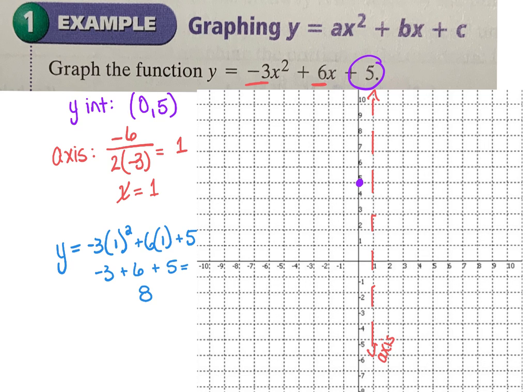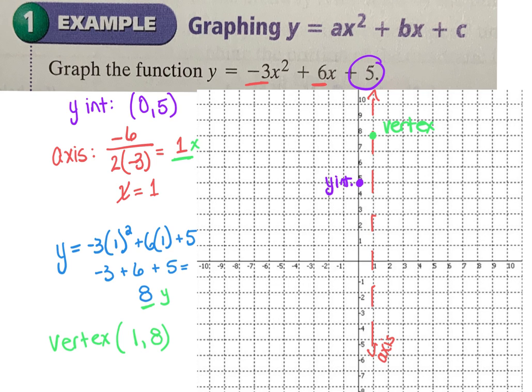And so this tells me where my vertex is. Remember, your vertex is where this thing turns. Your vertex is going to be the combination of these two numbers. This is my x value, and this is my y value of my vertex. So my vertex is going to happen at (1, 8). And so I'm going to find that point on my graph, and I'm going to put that right there. That is my vertex. All right. This is my y-intercept, my vertex, and my axis. And so now I'm going to actually be able to graph it.